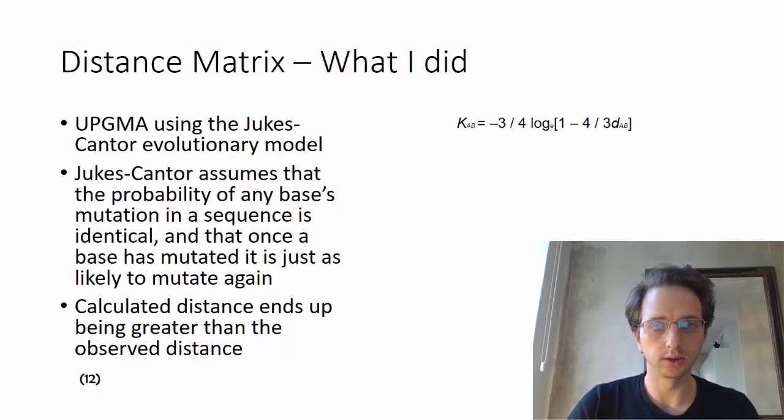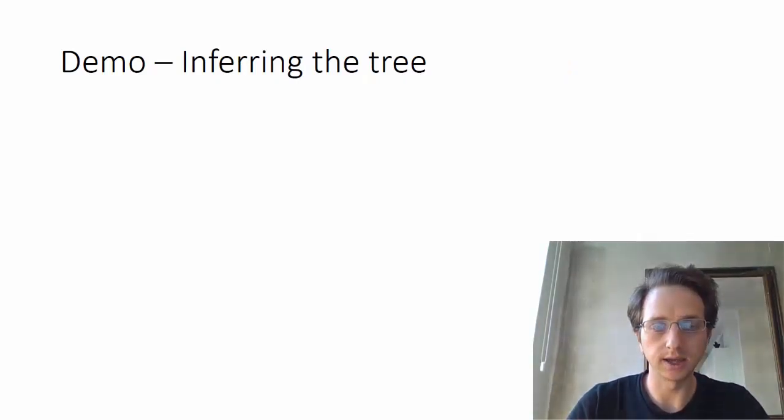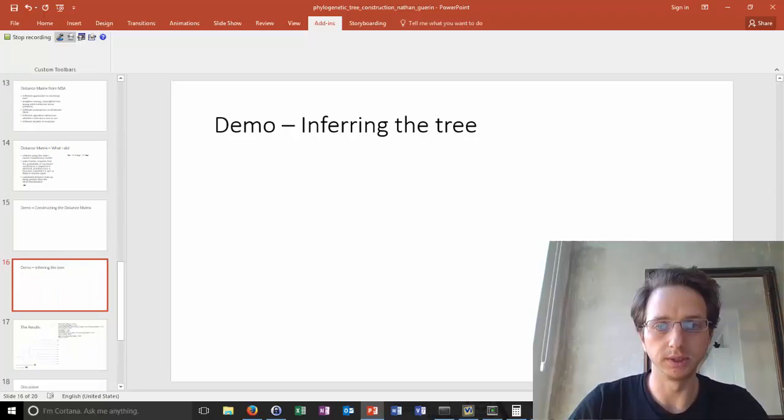So the outcome of such an evolutionary model is that the distances that I created in the distance matrix are slightly larger than the actual distances between the sequences, because it's accounting for cases where a base has mutated and then mutated back to its original base, as well as other changes that are not visible from the modern sequences but might be in the history of a sequence. So you've already seen the construction of the matrix. Now let's take a look at how I inferred the tree using the UPGMA algorithm.